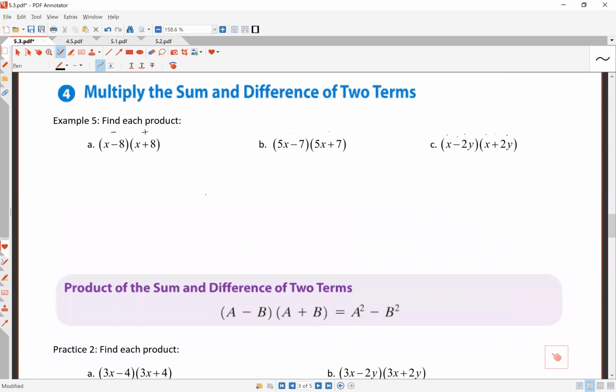These have a nice result. When we apply the FOIL method, we do x times x, which is x squared. We do x times positive 8, which is 8x. Negative 8 times x, which is negative 8x. And negative 8 times 8, which is negative 64.